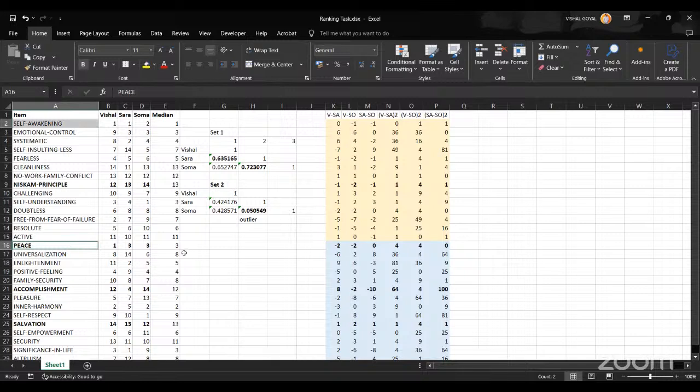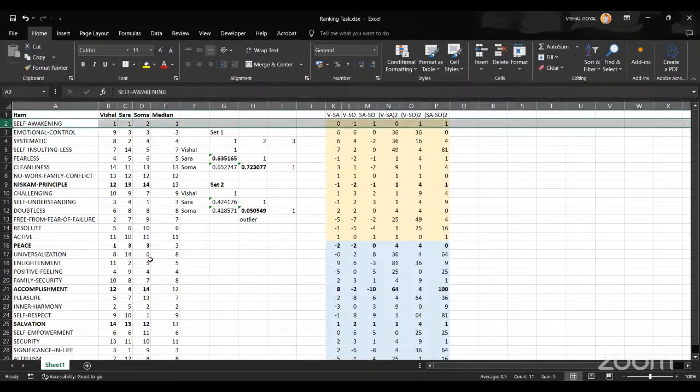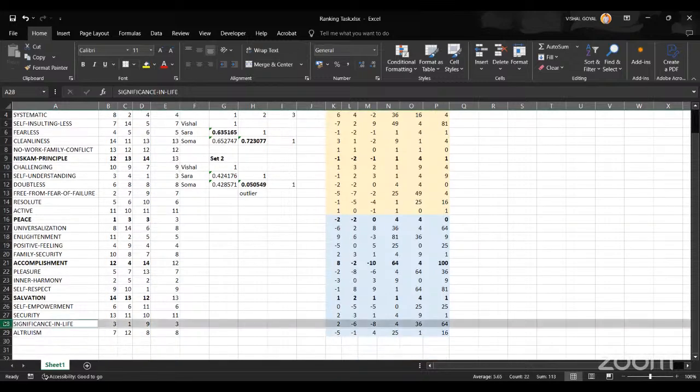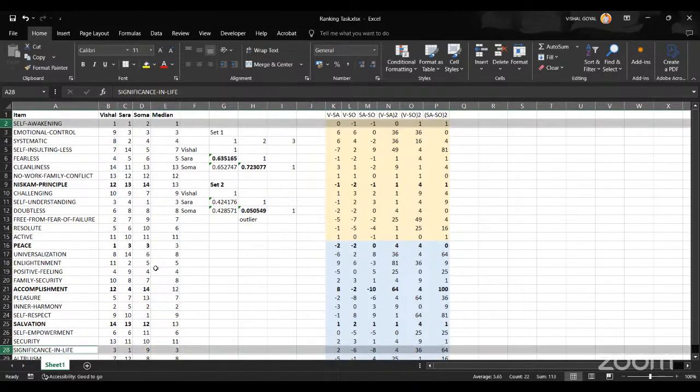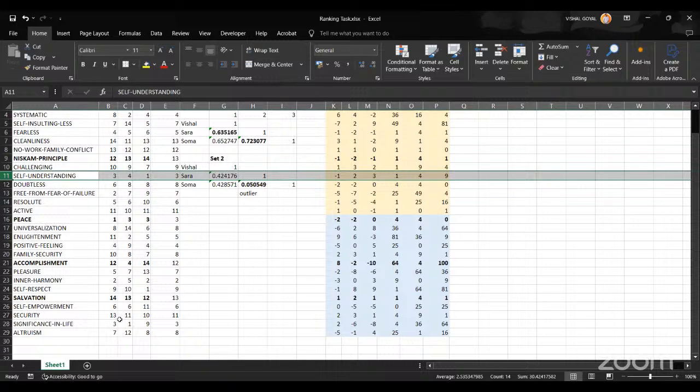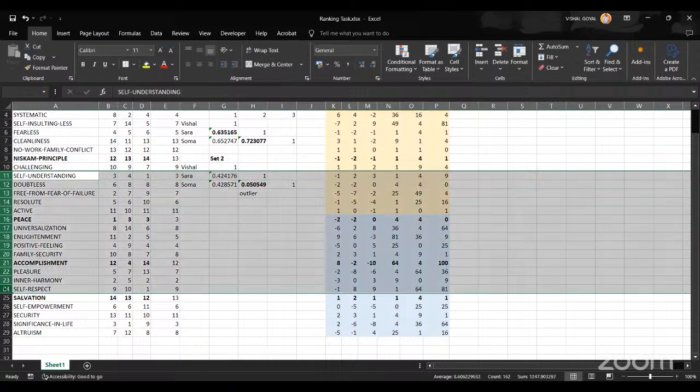Very good. This is the math. This is the beauty of this assessment. This will not take much time also, so it is very helpful if you use it in your counseling sessions. It will help your client also. Inner harmony too. Yes, sir. Self-awakening and inner harmony, these two, sir, are very high, and then significance in life and peace are coming.